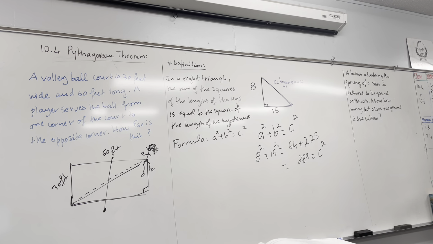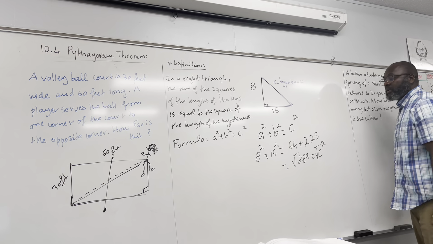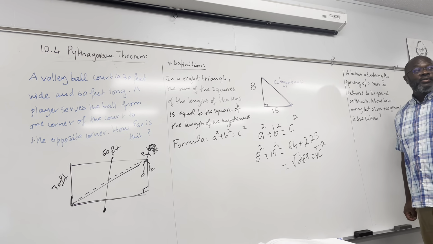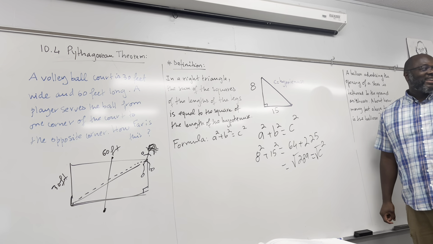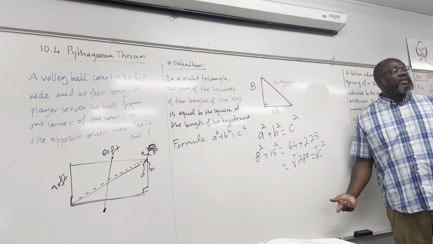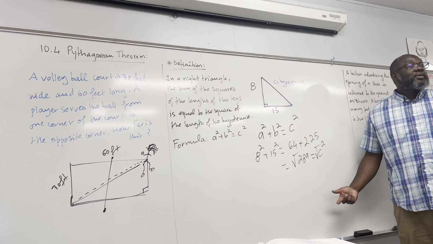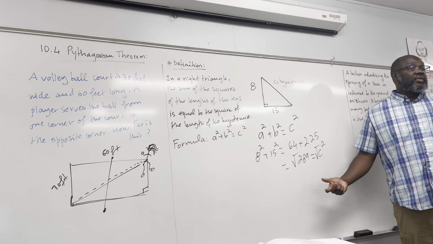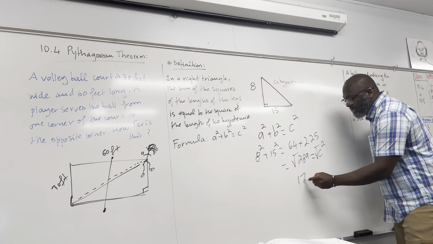We take the square root of that. What's the square root of 289? Who knows it? 17. Is it going to be plus or minus 17 or just 17? Plus or minus. Are you sure? In a regular triangle, we can't have a negative length, right? So it's just going to be 17. So C is equal to 17.